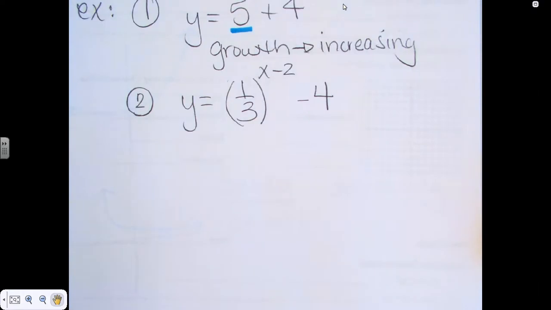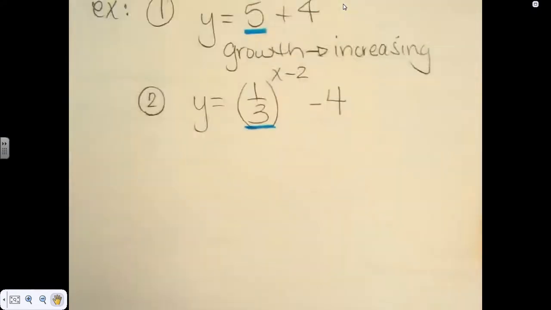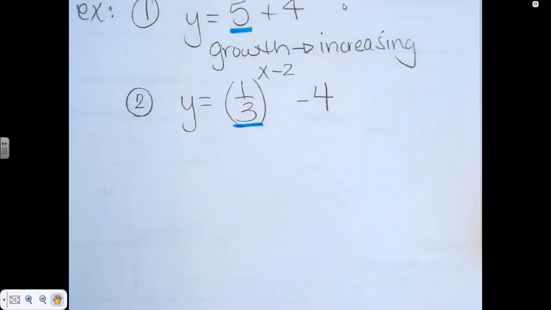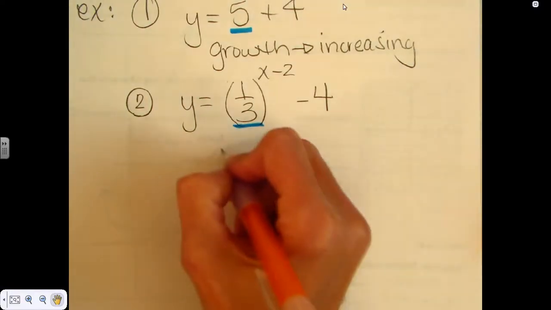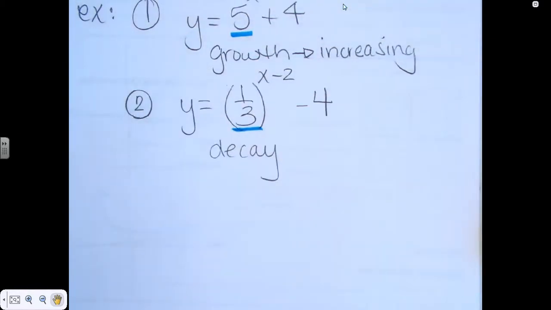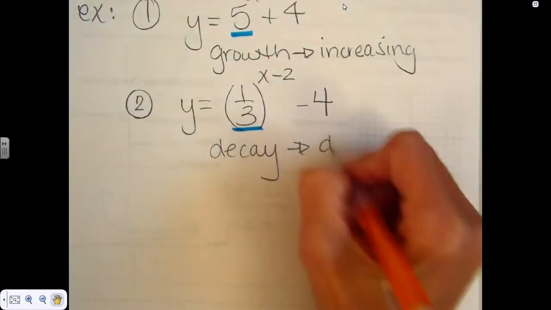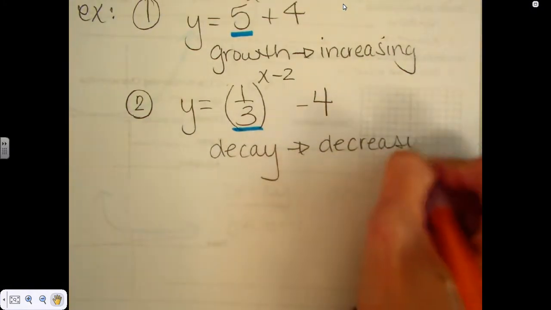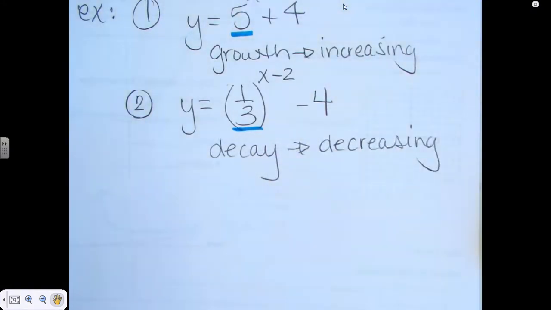Okay, y is equal to (1/3)^(x-2) minus 4. Again, you look at b and you decide, okay, well, b is less than 1 but greater than 0. So then this is a decay, which means the graph is decreasing. Okay?